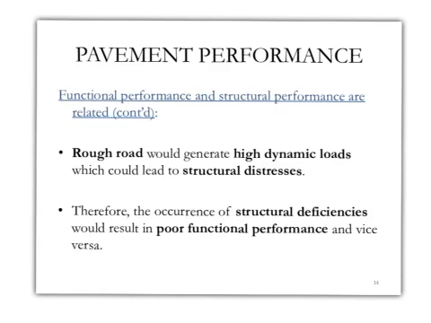This relationship also can be the other way around. The functional performance, for example, a rough road, can and would generate very high dynamic loads, which eventually could lead to a structural distress. So previously we showed that yes, the structural performance can affect the functional performance. Here it is vice versa. Therefore, the occurrence of structural deficiencies would result in poor functional performance and vice versa.